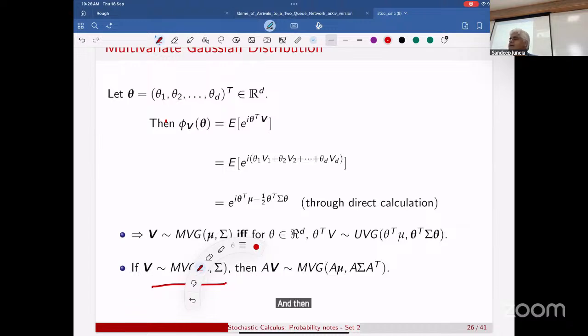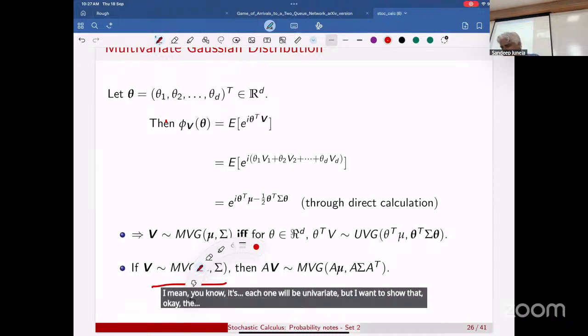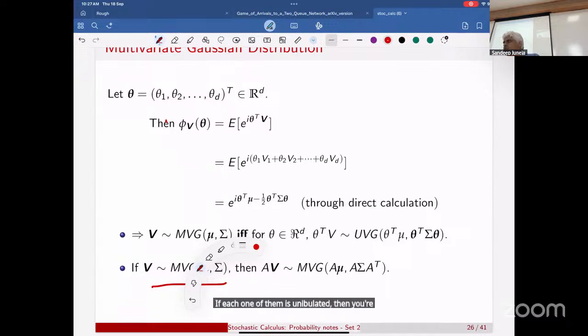And then using the same univariate logical match. Sorry, so you're saying decompose A times V? Think of A times V as a vector, basically. Actually, that will give me a univariate guy. Each one will be univariate, but I want to show that if each one of them is univariate, then you're using the above result, basically.